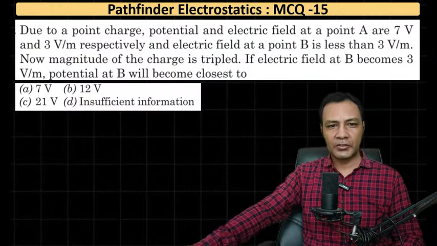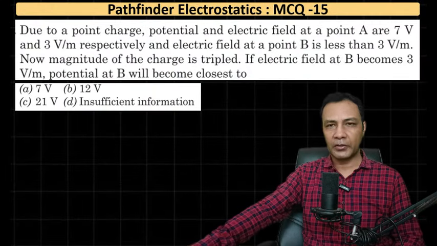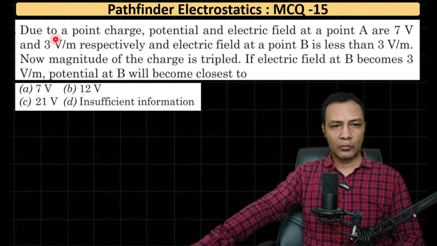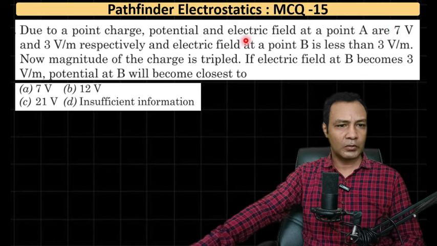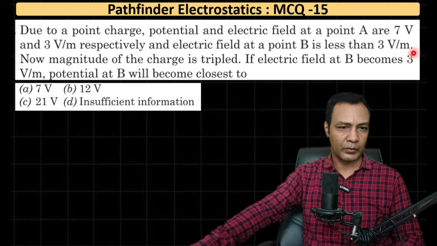Hey all dear students, let's see this question of electrostatics from Pathfinder. It's an MCQ, question number 15. The question states: due to a point charge, potential and electric field at point A are 7 volt and 3 volt per meter respectively, and electric field at a point B is less than 3 volt per meter.